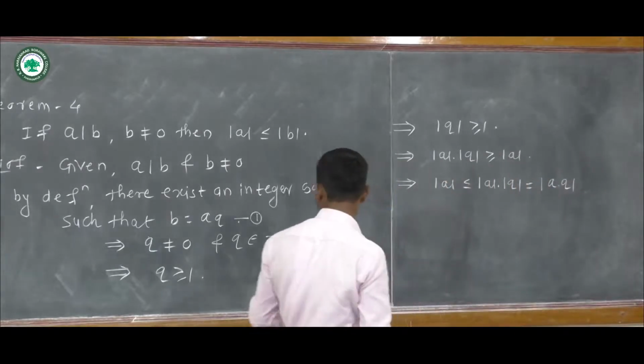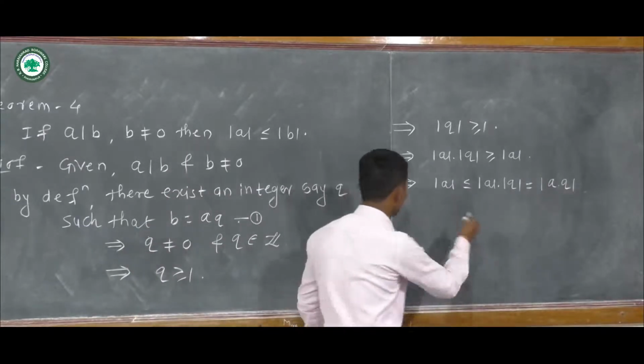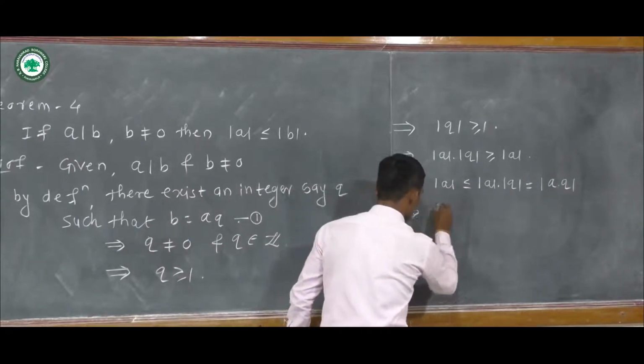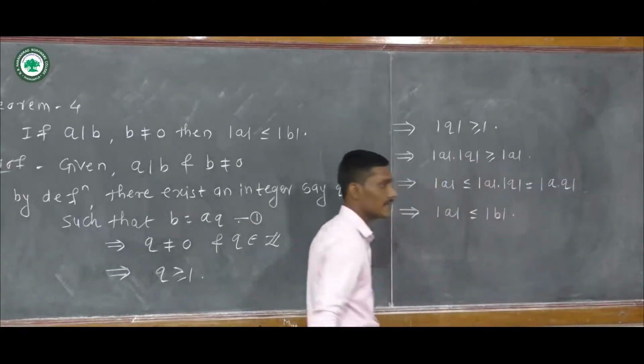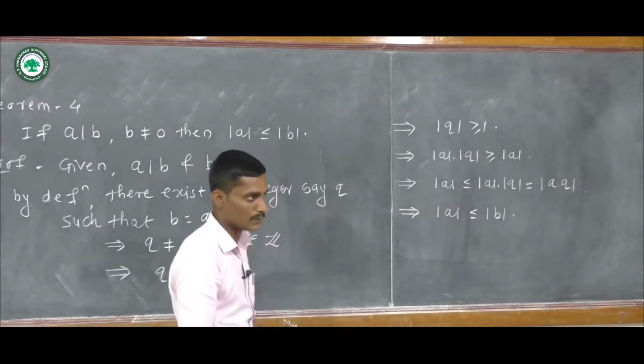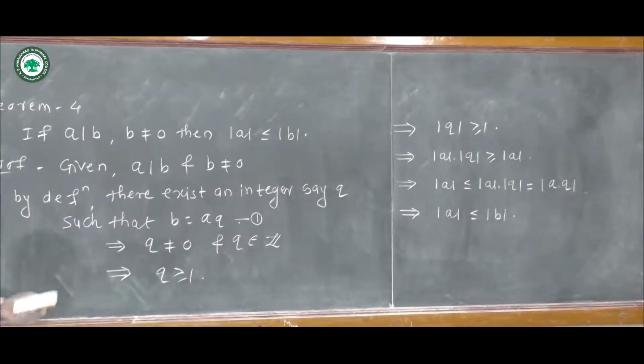But by equation 1, a into q is equal to b. Put this value in this equation, which implies the absolute value of a is less than or equal to the absolute value of b. Now hence the proof. Now we'll see the next theorem.